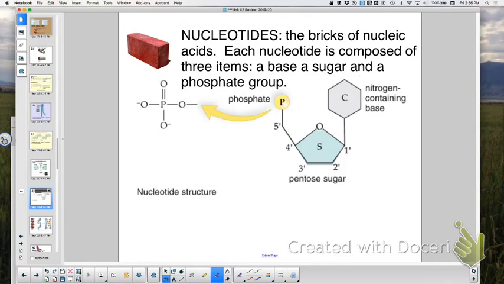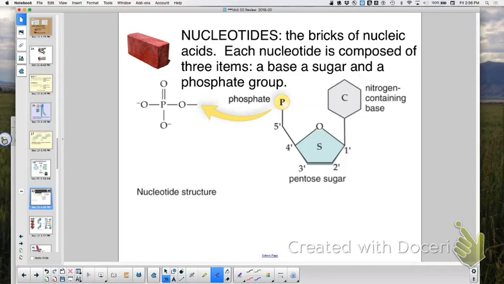What could be 2 other ways to know whether you're in DNA or RNA? Whether you have thymine or uracil. Excellent. Because uracil is found in RNA and thymine is in DNA. Okay?